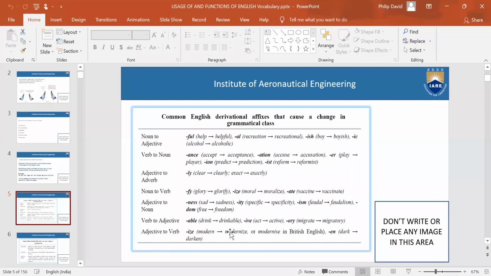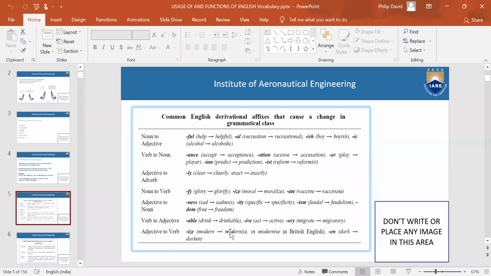Common English derivational affixes that cause a change in grammatical class. Noun to adjective. Help, helpful. Creation, creational. Boy, boyish. Alcohol, alcoholic.